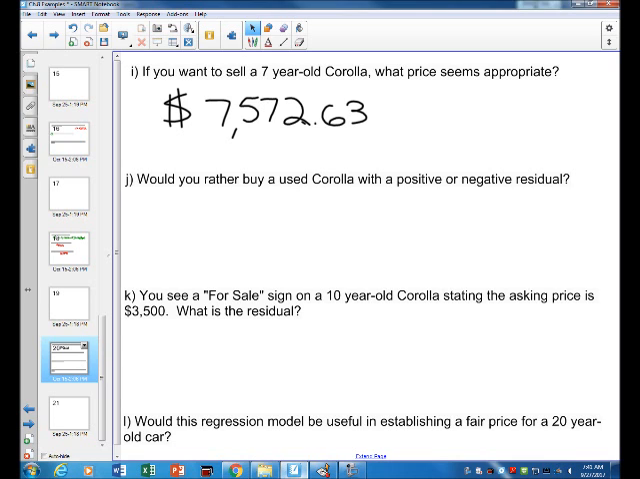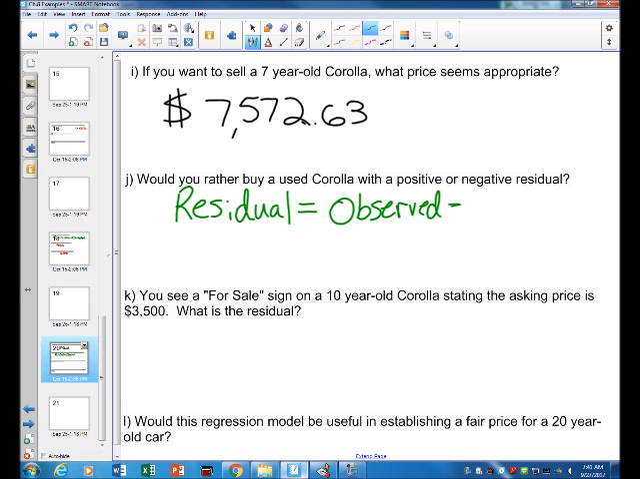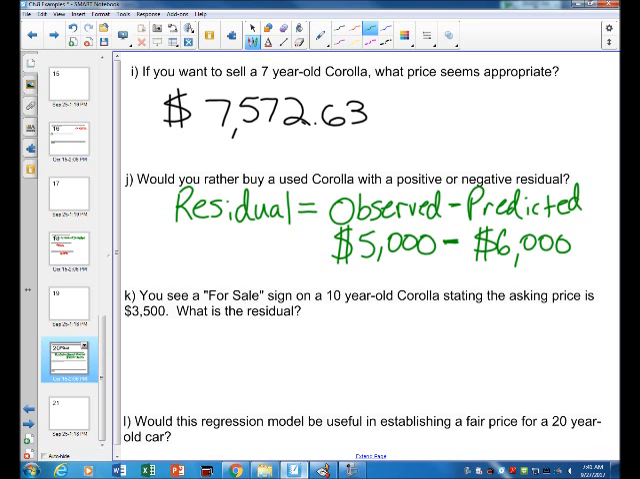All right? Now, question J. Would you rather buy a used Corolla with a positive or a negative residual? Now, when I answer these, I always just make up stuff. So first thing you need to know is how do you find a residual? Well, a residual is observed minus predicted. So I just think, okay, how much did I actually pay for my used Corolla? Let's say I paid $5,000. The model says that I should have paid $6,000. So if I calculate that residual, that would be a negative residual. So I ask myself, am I getting a deal here?